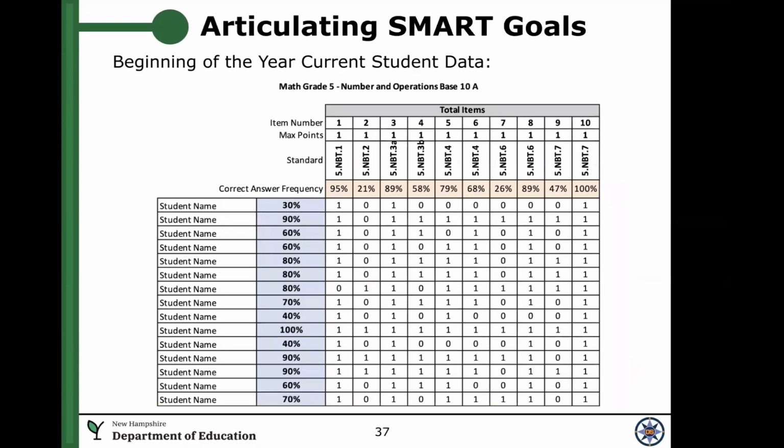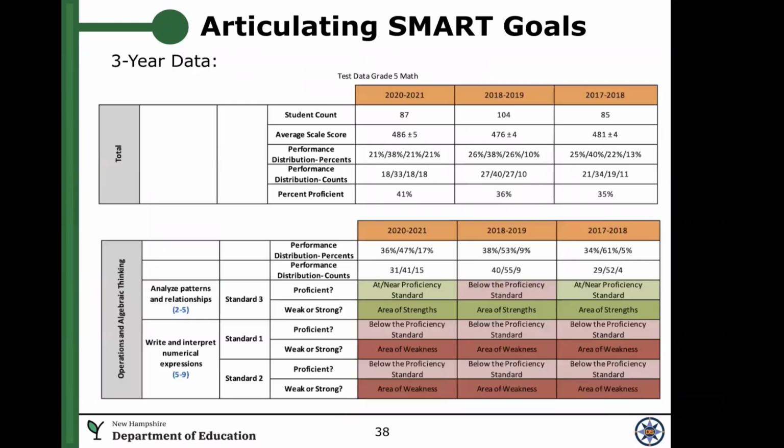We can also look at beginning of the year current student data. Right. So I've done an assessment. This is the beginning of the year. I'm assessing where students are at, and I can see where each student is specifically on these skills.